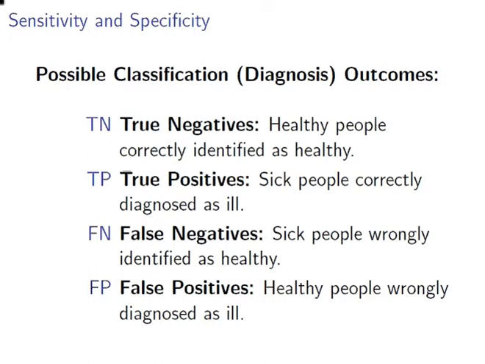And the possible outcomes are, for example, true negative, that healthy people get correctly identified as healthy; true positive, sick people correctly diagnosed as ill; false negative, the sick people wrongly identified as healthy. That's an important one. And also false positives, healthy people wrongly diagnosed as ill. So you can imagine that the two second cases there will be of considerable concern to the medical profession.